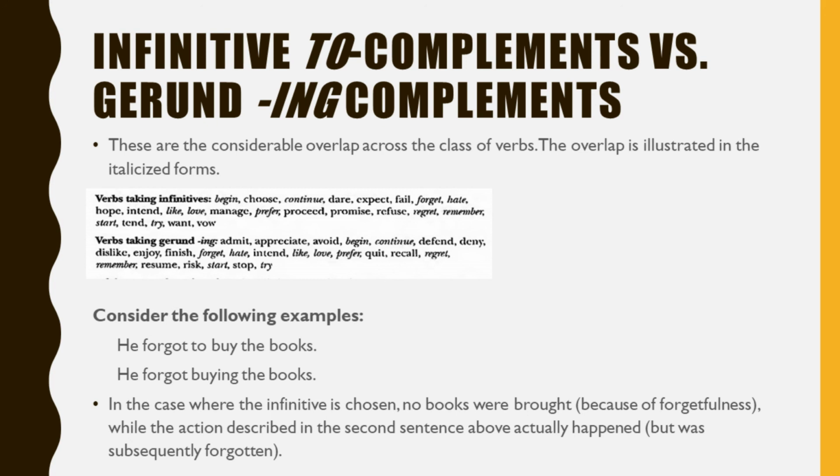In some cases, the difference is substantial. Consider the options with forget. He forgot to buy the books. He forgot buying the books. In the case of the first sentence where the infinitive is chosen, no books were bought, maybe because of forgetfulness. While the action described in the second sentence actually happened but was subsequently forgotten.